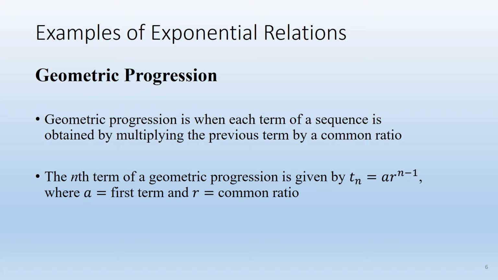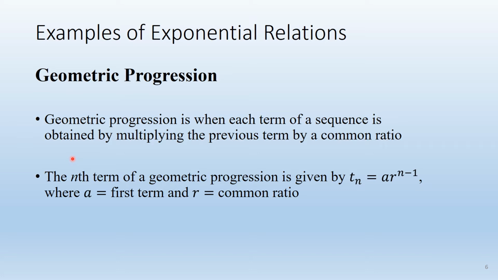Geometric progression occurs when each term of a sequence is obtained by multiplying the previous term by a common ratio. We saw an example of that with the paper folding, where each time we folded the paper, we doubled the number of layers. The nth term of a geometric progression is given by Tn for nth term is equal to the starting number a multiplied by the common ratio n minus 1 times, where n is the number of terms.